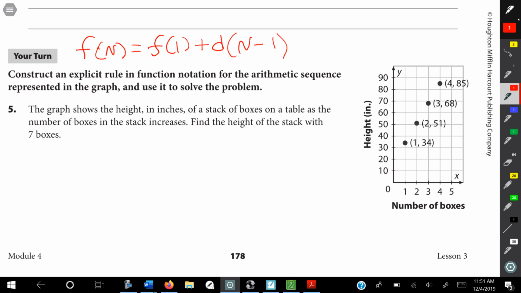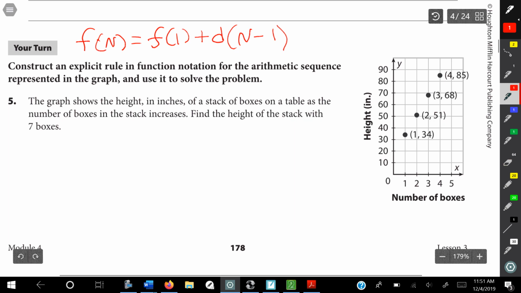Okay, now we're going to take a look at modeling an arithmetic sequence from a graph. So let's take a look at this one. It says construct an explicit rule in function notation for an arithmetic sequence represented in a graph and use it to solve the problem. The graph shows the height in inches of a stack of boxes on a table as the number of boxes in the stack increases. Find the height of the stack with 7 boxes. They show after one box the height is 34, and after 2 boxes it is 51, and so on. They want to know what it's going to be after 7 boxes are stacked up there.